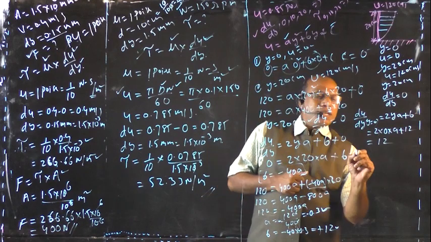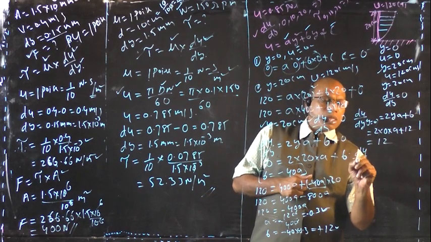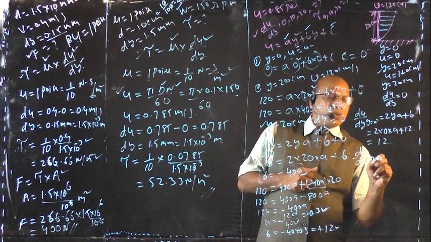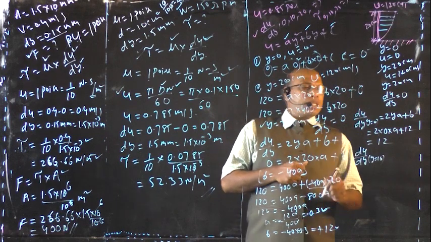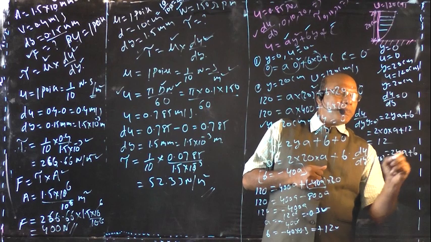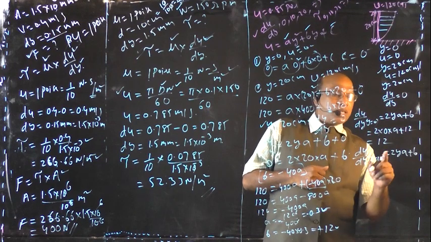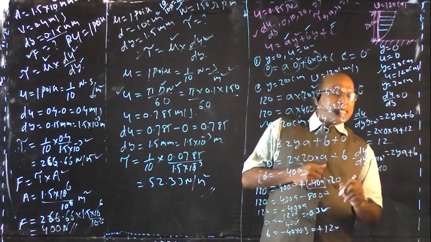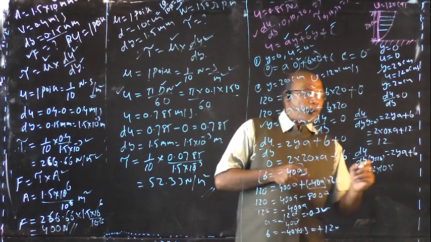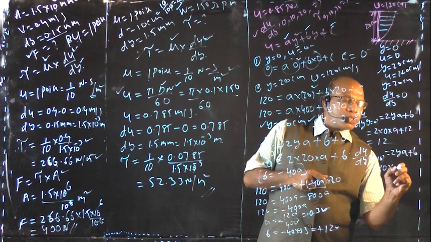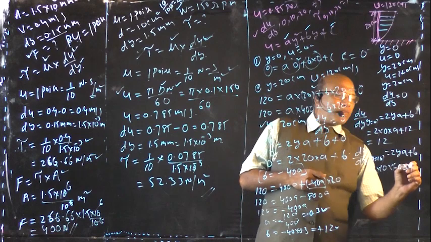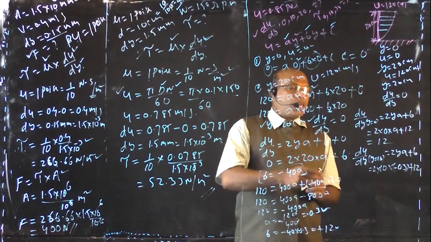Okay, next one, du by dy at y is equal to 10 centimeters. Same equation, 2ya plus b. Here 2 into y is 10 into what is the a value? That is equal to minus 0.3. Minus 0.3 plus what is the b value? b is equal to 12.